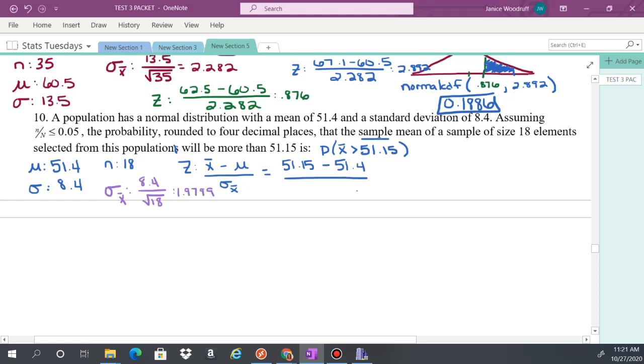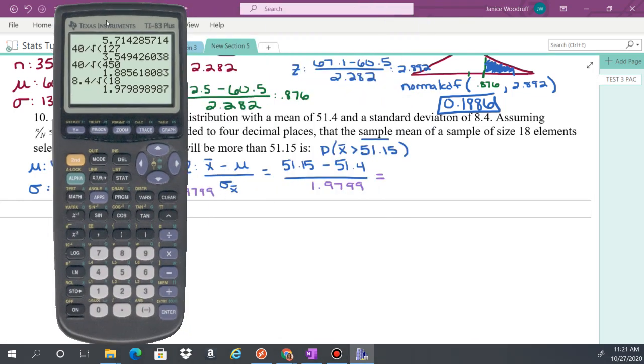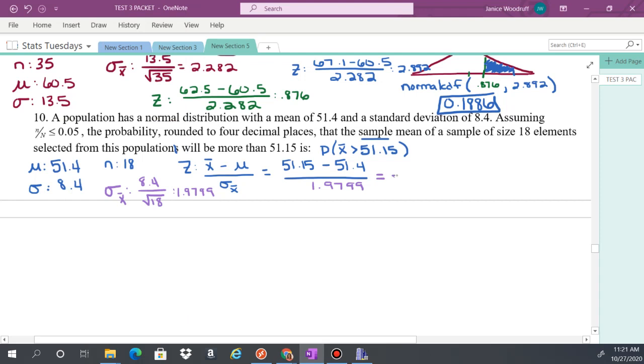All right, so my denominator is 1.9799. So I'll finish the z calculation. So let's see, 51.15 minus 51.4 divided by 1.9799. So negative 0.126. Okay, then we'll draw our curve.